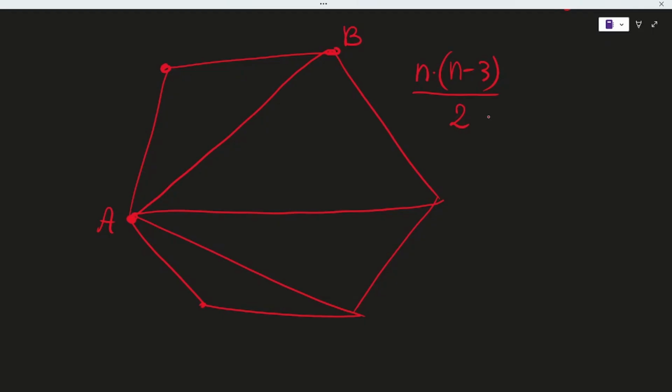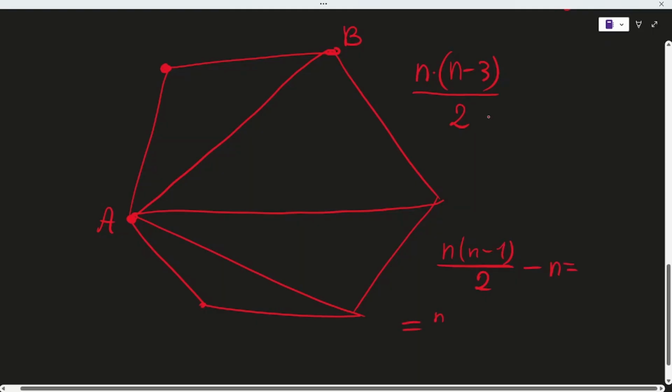After this, there is also a slightly different approach. We consider how many different ways we can choose two vertices, A and B. This can be done in n choose 2 ways, n times n minus 1 over 2. And if we subtract the sides of the polygon, so n sides, clearly this will give us the same result: n times n minus 1 over 2 minus 2n over 2, which is clearly n times n minus 3 over 2. So this is the second solution for computing the number of diagonals.